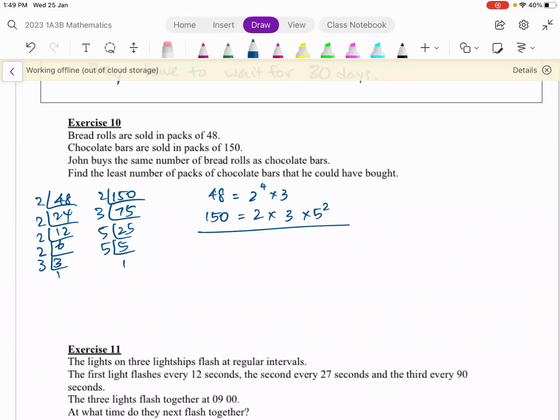This is an LCM question. So LCM, 2 power 4, 3, 5 squared. This is the number of bread rolls, which is also the number of chocolate bars that were bought. It has a value. Actually, no, we don't need to find out this value. So this is the number of chocolate bars that you bought. But they are asking for the number of packets of chocolate bars.